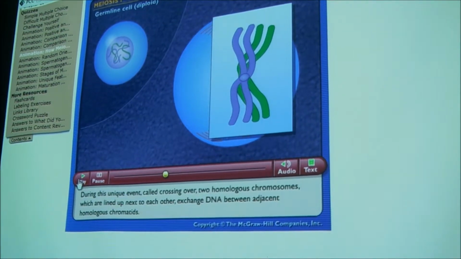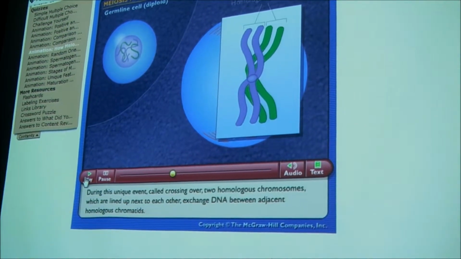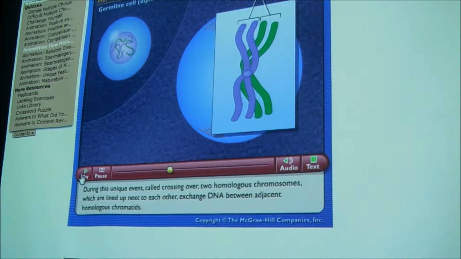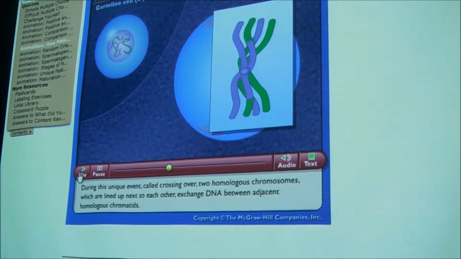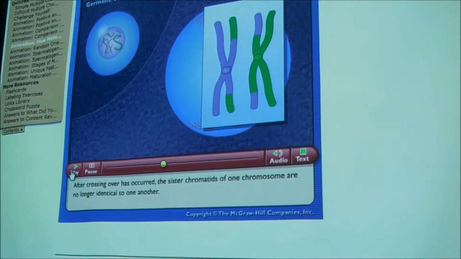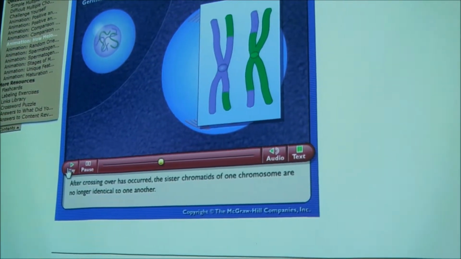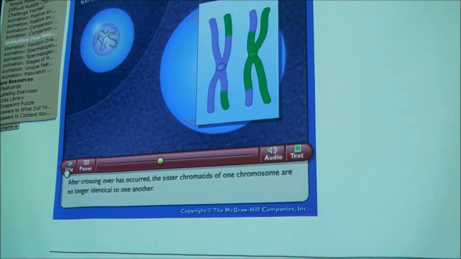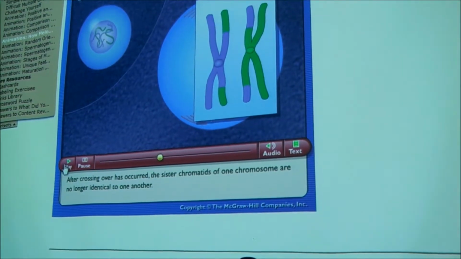During this unique event, called crossing over, 2 homologous chromosomes, which are lined up next to each other, exchange DNA between adjacent homologous chromatids. After crossing over has occurred, the sister chromatids of one chromosome are no longer identical to one another.